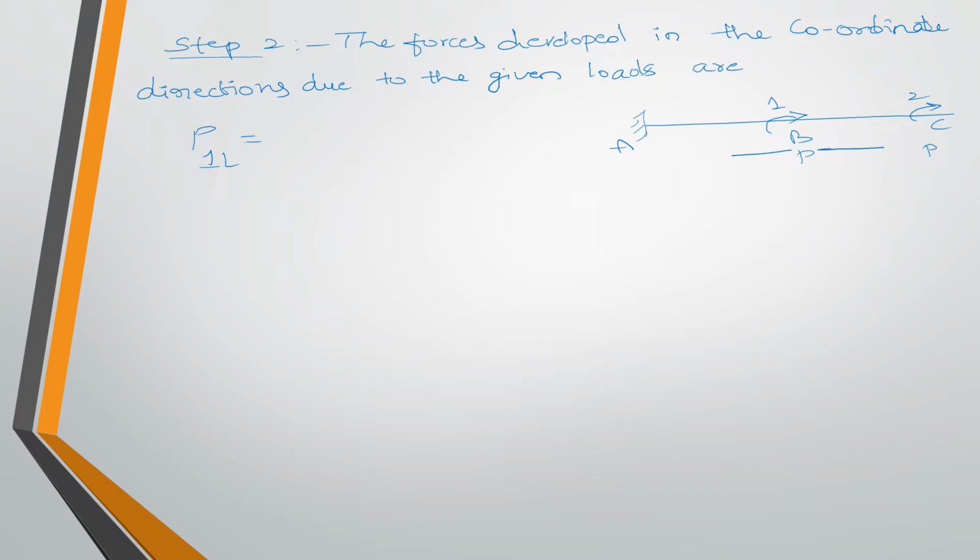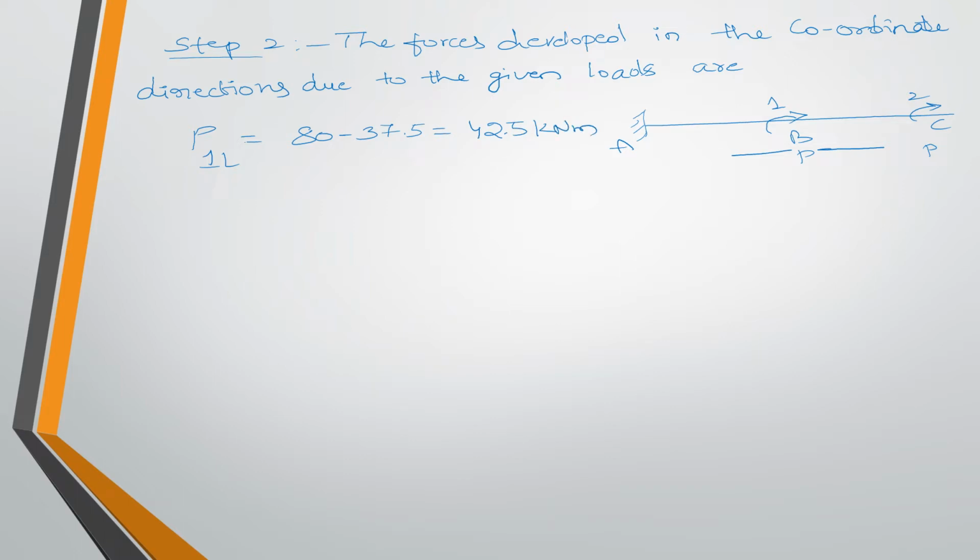So already calculated this fixed end moment at B to A is 80 kilonewton meter, and coming to the fixed end moment between B to C is minus 37.5. So here we'll get the force on this P1L is equals 42.5 kilonewton meter.